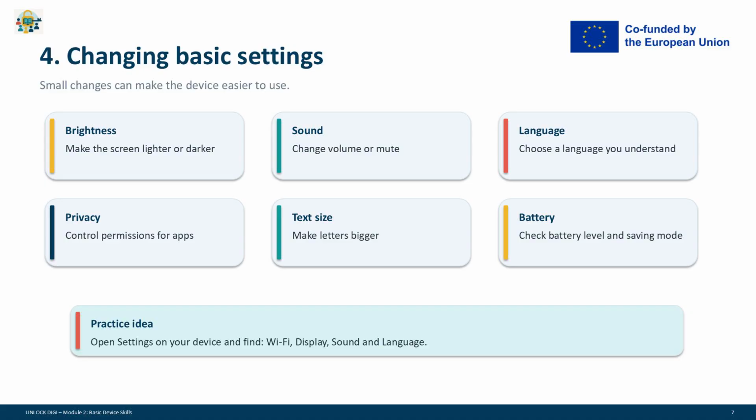Settings help us make the device easier and more comfortable to use. For example, brightness controls how light or dark the screen is.